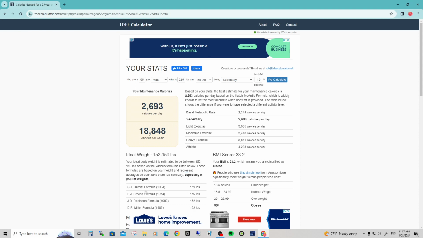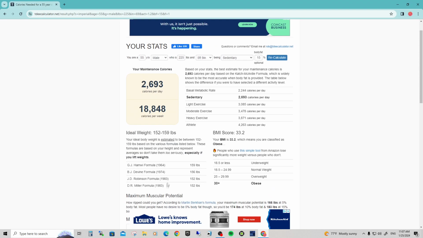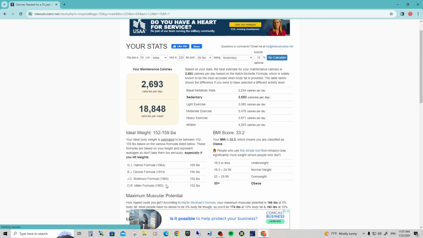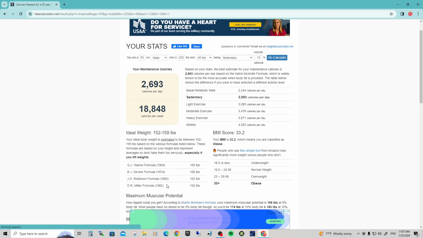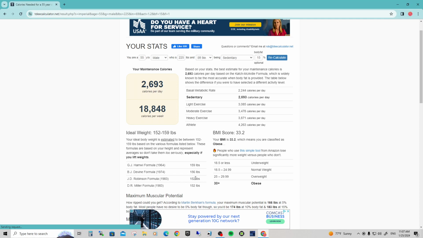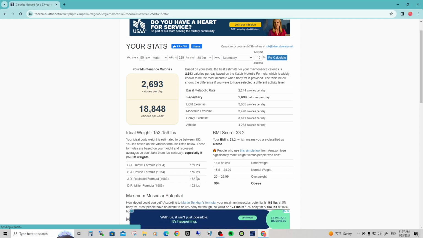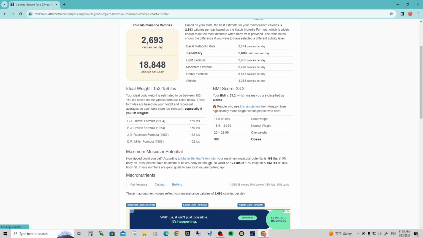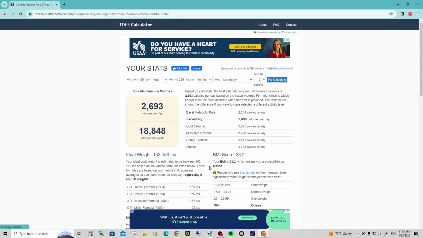See right here? So don't take them too seriously, especially if you lift weights. So using different formulas, formulas from 1964, 74, 83, and 83, they all come up with roughly the same number. In fact, as we get more modern, if 83 is considered modern, 40 years ago, the number that you should be actually went down a little bit. Now, it does talk about muscular potential here on this page, and so on. We're going to get to that in a second.